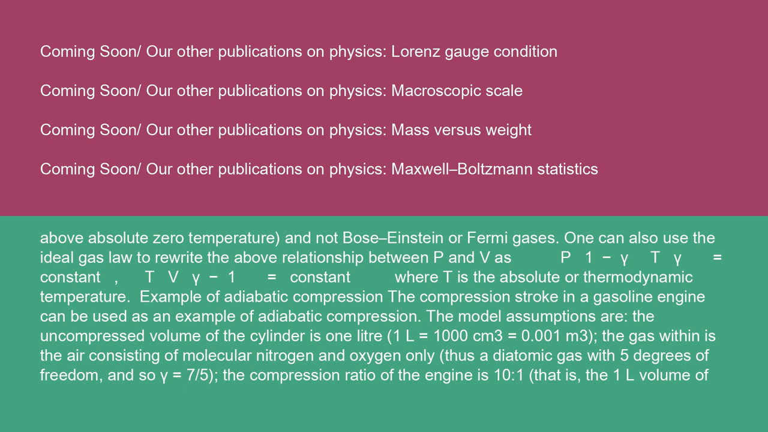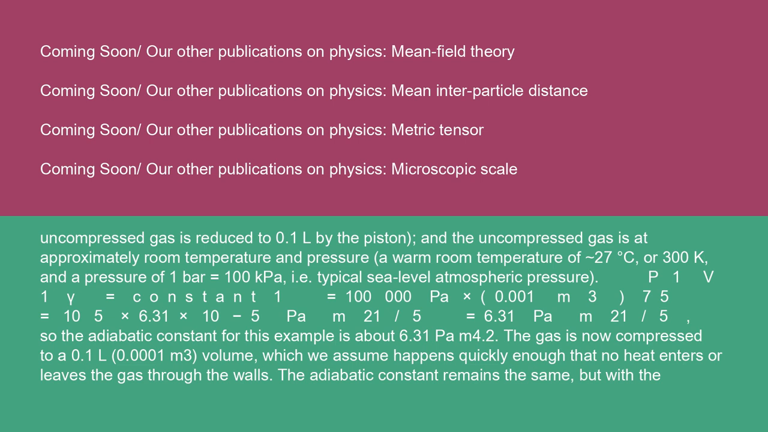Example of adiabatic compression. The compression stroke in a gasoline engine can be used as an example of adiabatic compression. The model assumptions are: the uncompressed volume of the cylinder is 1 liter, 1 L = 1,000 cubic centimeters = 0.001 cubic meters. The gas within is air consisting of molecular nitrogen and oxygen only, thus a diatomic gas with 5 degrees of freedom, and so γ = 7/5. The compression ratio of the engine is 10 to 1, that is, the 1 L volume of uncompressed gas is reduced to 0.1 L by the piston, and the uncompressed gas is at approximately room temperature and pressure, a warm room temperature of 27 degrees C or 300 K, and a pressure of 1 bar = 100 kilopascals, i.e. typical sea level atmospheric pressure.